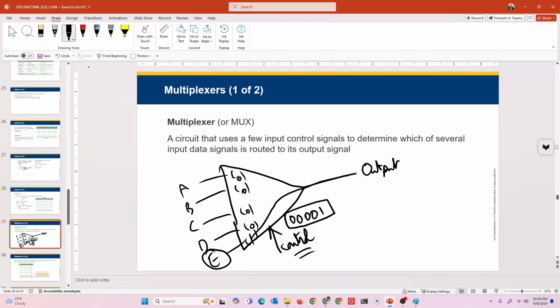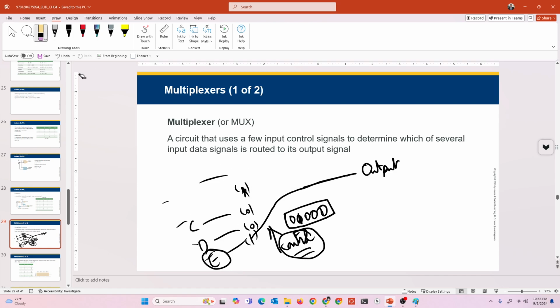You can say, give me the second gate, for example, 010000, meaning it's this guy that's going to be passing through. Okay, it's not exactly like this. The point is, based on some control bits, one of the inputs will be passing through. Okay, why is it used?